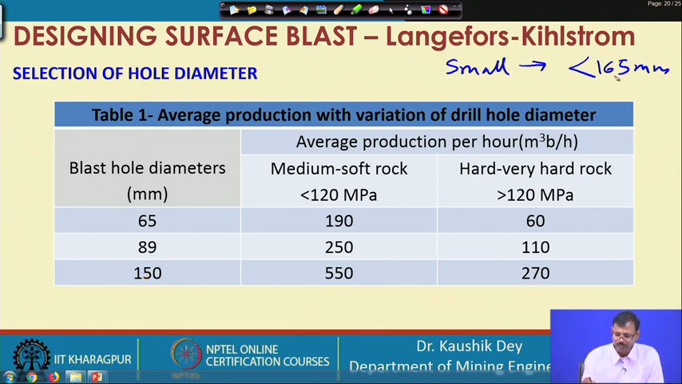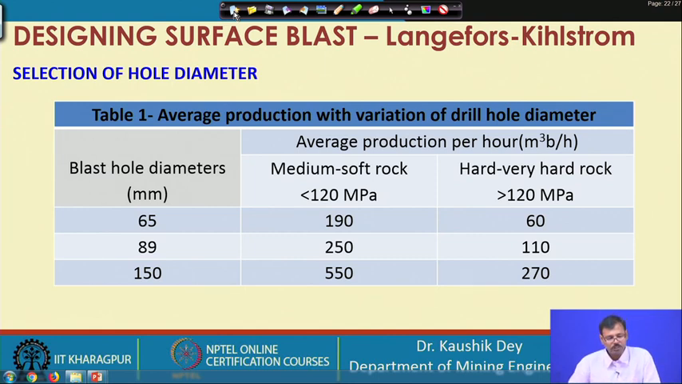So, small diameter is for less than 165 mm dia and large diameter is considered if the diameter is more than 165 mm dia. In that case he has classified it this way, and obviously this table will become different for the large dia. This table is for small dia, which is presented here. So, the basis of Langefors Kihlstrom is the selection of the hole dia first, then the other blast design parameters will be calculated based on the hole diameter.